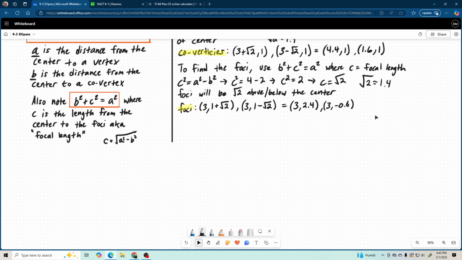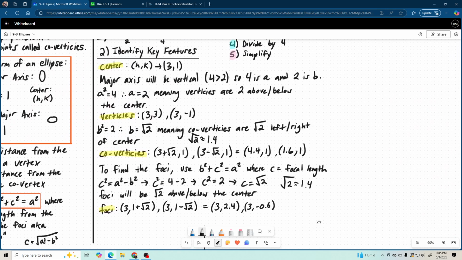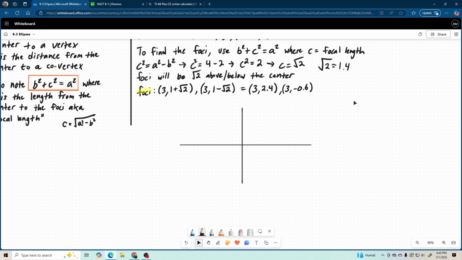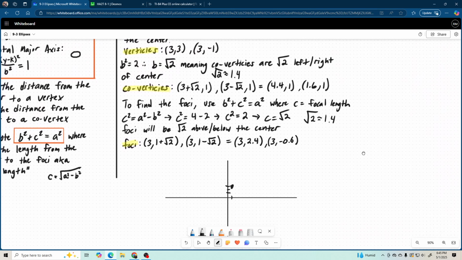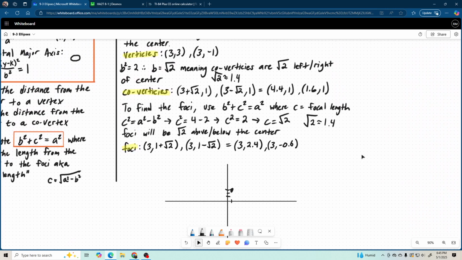If you wanted to graph this, which we can just do for fun, right? So we're going to have our vertical axis, and we're going to have a horizontal axis. Okay, and we know it's going to be taller than it is wide. And remember, we're starting at the center. This is usually the easiest way to do it. We're starting at 3, 1. So let's start at 1, 2, 3, 1. Let's go ahead and start right here. That'll be our center. And then our vertices are at 3, 3, and 3, negative 1.